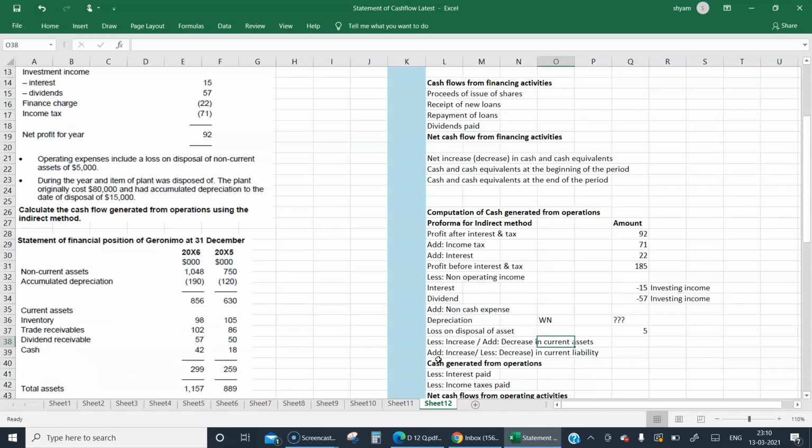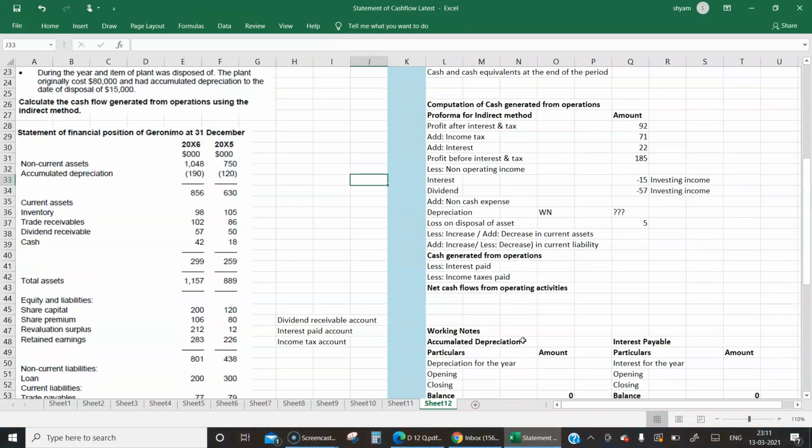So should we work it out now or later? When we go to SOFP, I think we will try to get that. Up to our SOPL, it's mostly over, so I think we can go to our SOFP. In the SOFP, they say there's a non-current asset for 1048 and 750. And they have also sold an asset which originally cost 80. So what does this mean?